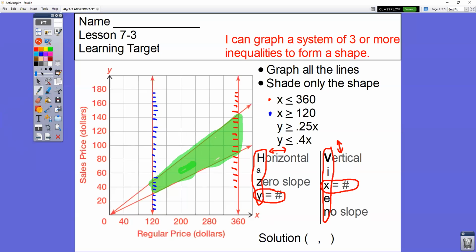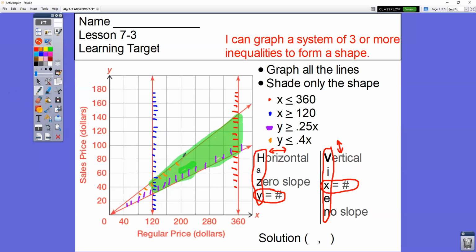Then we have the inequality y is greater than or equal to 0.25x. Now 0.25x is actually this lower line, so we're shading up above that. And for the third one, let's switch to orange. We have y is less than or equal to 0.4x, so you're shading below this one.